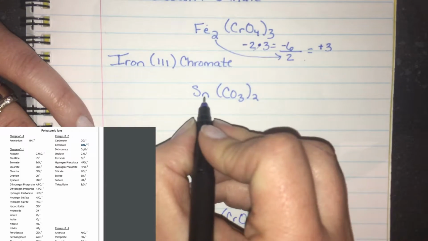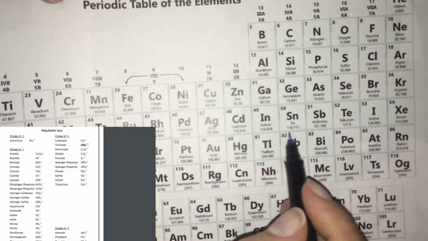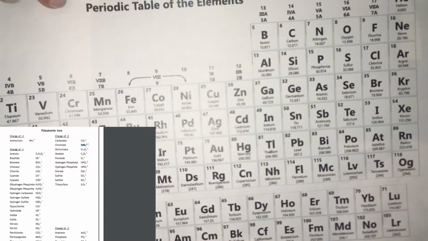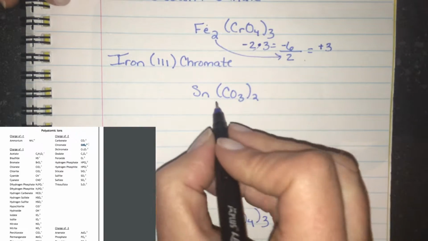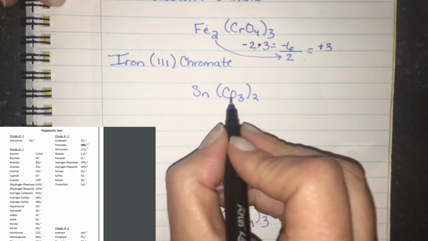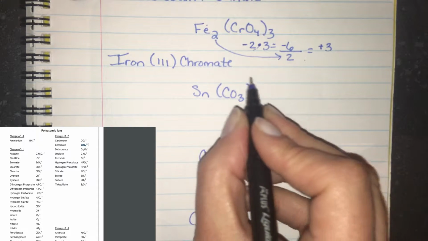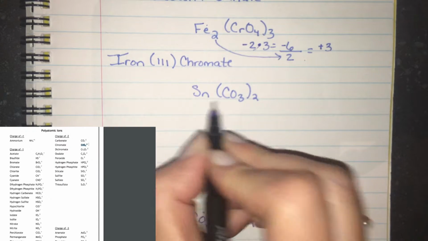Okay, this is tin, okay? Tin is right here. So it is to the left of that staircase, so it does have multiple charges associated with it. We just have to find out what it is. So there's only one tin in this molecule. One tin in this molecule means that whatever this thing's charge is, tin will be all of that charge, but in the positive form.